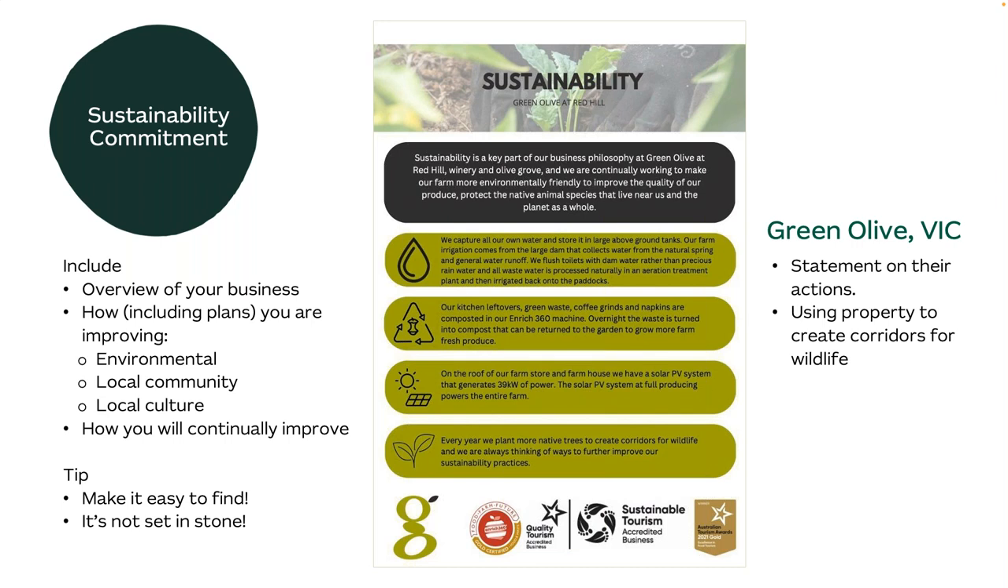Make your sustainability commitment easy to find. That could be in your website, that could be in your vehicle, that could be in your venue, and it doesn't have to be set in stone as well. A commitment is what you're looking to do today, but that commitment might change, so it's something that can be changed over time. The example on your screen is by Green Olive, which is a beautiful restaurant and farm here on the Mornington Peninsula, who have that statement on their website of the different actions they're taking to tackle water, waste, renewable energies, and biodiversity as well. So they communicate that really well on their commitment. There's some examples in the toolkit on page 11 of what a sustainability commitment can be worded like too. So worth taking a look at that and what that looks like.